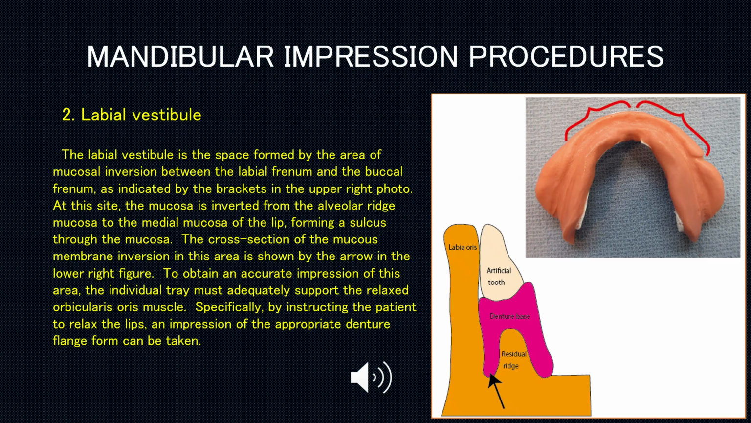The cross-section of the mucous membrane inversion in this area is shown by the arrow in the lower right figure. To obtain an accurate impression of this area, the individual tray must adequately support the relaxed orbicularis oris muscle, specifically by instructing the patient to relax the lips. An impression of the appropriate denture flange form can be taken.